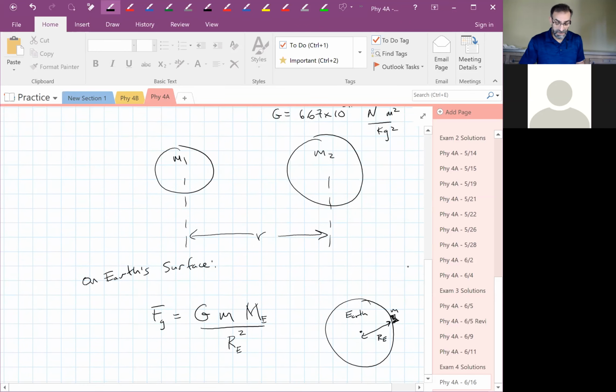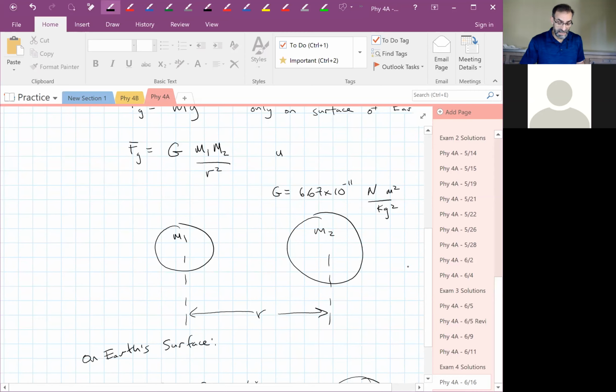Now, you may have noticed, what distance did I use here in the formula? The distance between the centers of mass of these two objects. That might not be obvious that you can do that. In fact, Newton had to invent calculus to prove that. When you're outside of this mass distribution, because it's spherically symmetric, it's as if all the mass is at the center of mass of the object. We can treat it like a point mass.